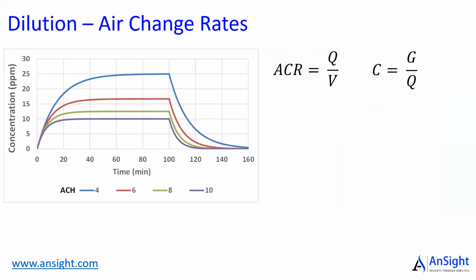Let's talk about the dilution. You supply outside air, supposedly mostly clean air, to dilute the concentration of the contaminants in the space. And we often talk about air change rates. Basically, if Q is your supply airflow rate and you divide it by the volume of the space, you get air changes per hour. The unit is 1/hour. Okay, so that is air changes per hour, the air change rate.